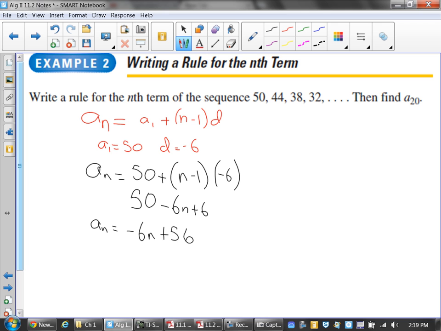There's my nth rule. And now, just to figure out what the 20th term is, what do I do at the end? We're not doing electrical work. We're not plugging anything in. Substitute.